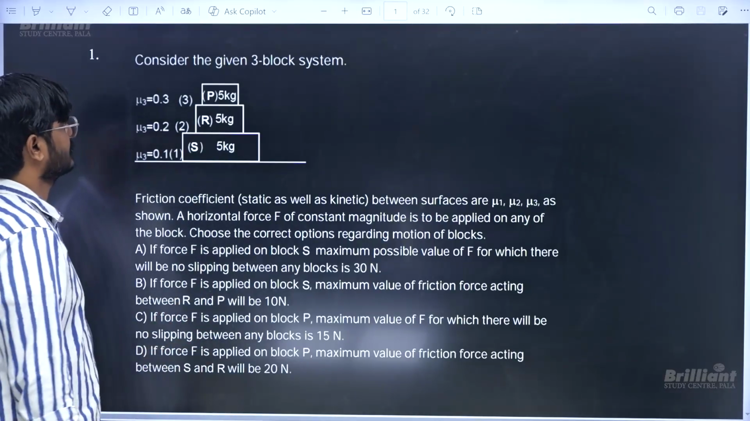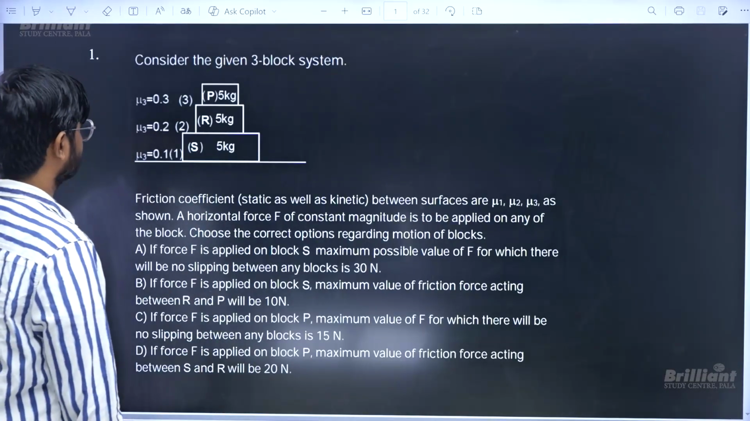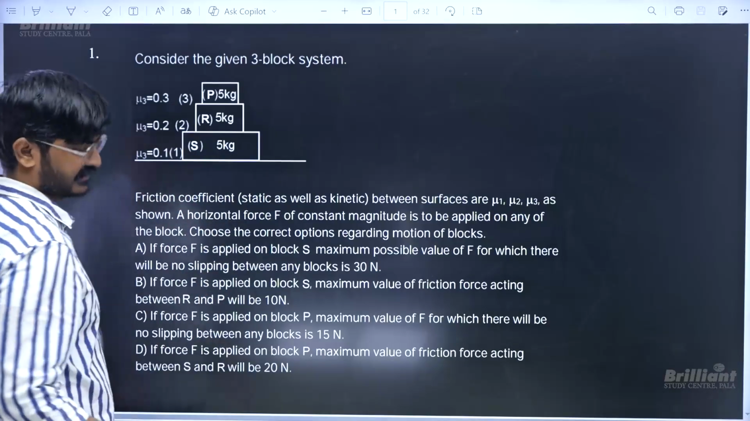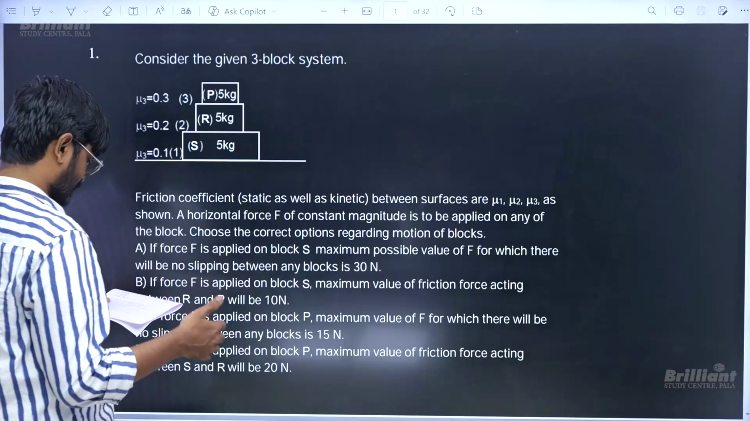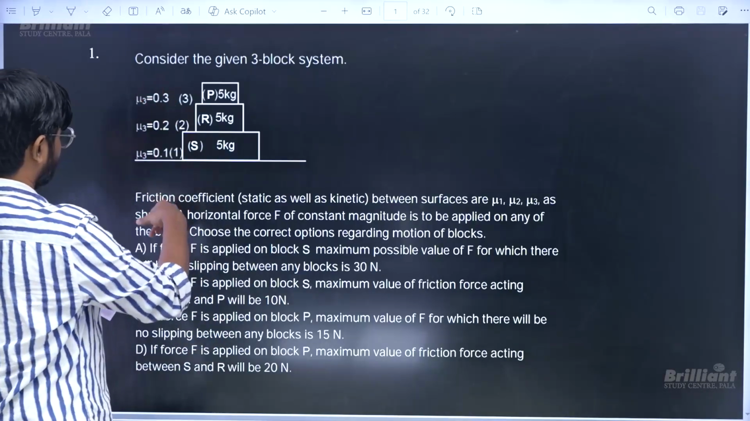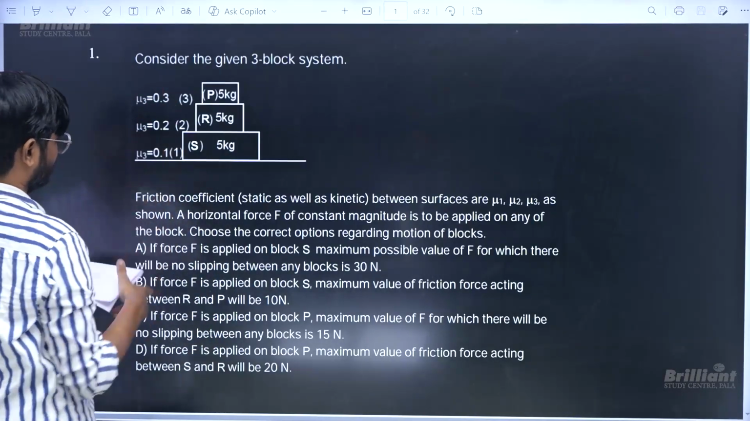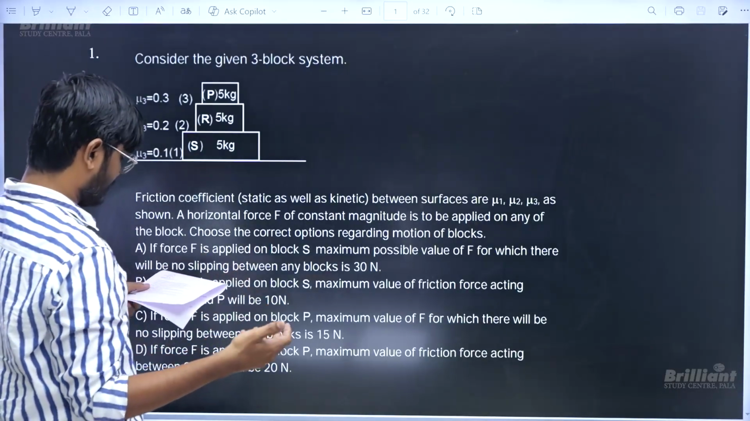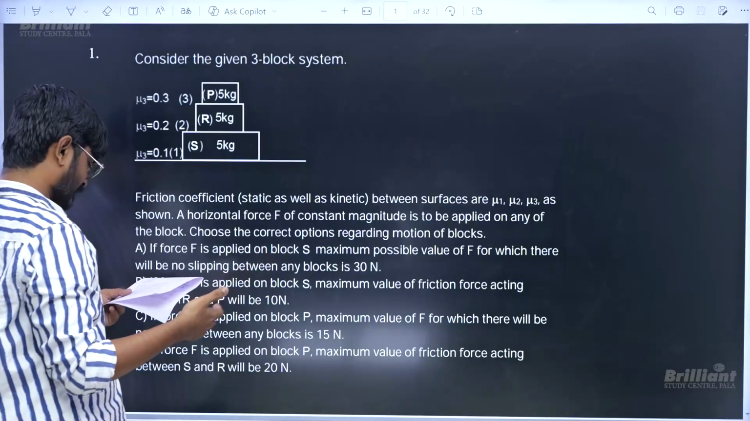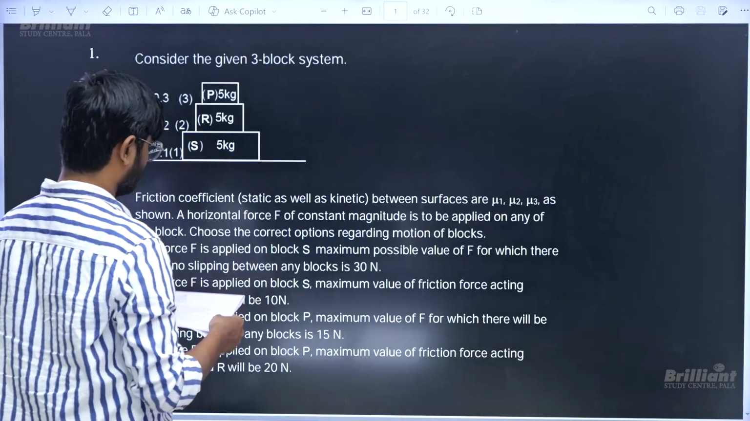You can look at the first question. Consider the given 3-block system. Friction coefficients, static as well as kinetic, between the surfaces mu1, mu2, mu3 were given. Anyway, you can rename them. A horizontal force F of constant magnitude is to be applied on any of the blocks. Choose the correct options regarding the motion of the blocks.